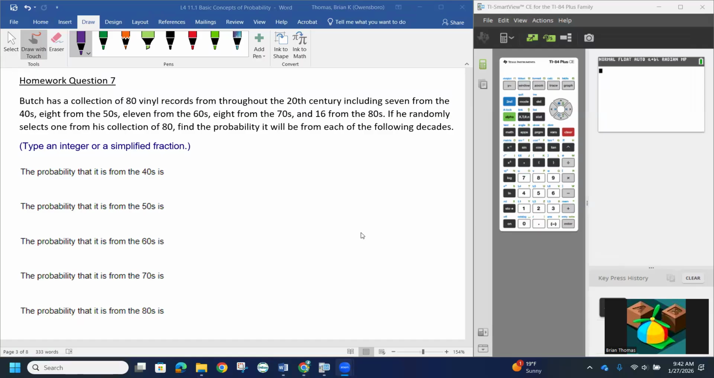I would like to continue working on just some examples involving probability. So again, feel free to pause this video and see if you can work it out on your own, and then unpause it and see if what you're doing is the same thing we're doing.